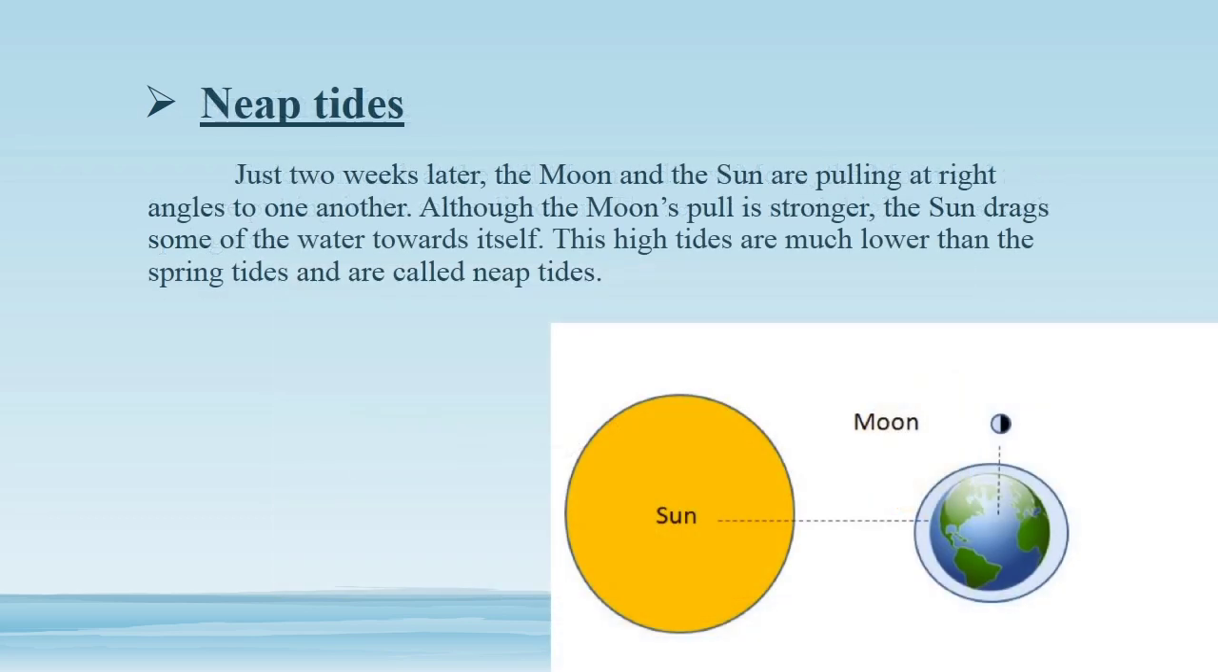The second one is neap tides. Now if you look at the picture, the moon has changed its position. Just 2 weeks later, the moon and the sun are pulling at right angles to one another. Although the moon's pull is stronger than the sun's, the sun still drags some of the water towards itself. These high tides are much lower than the spring tides, and this type of tide is called neap tides.